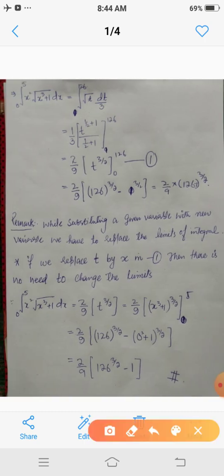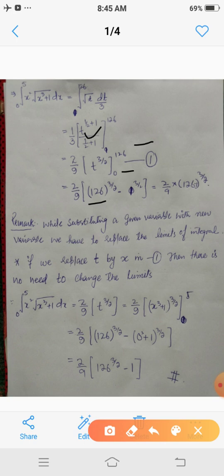So this means that the integral from 0 to 5 of x square root of x cube plus 1 dx becomes the integral from 1 to 126, because we have to replace x in terms of t as well as the limits. Now the integral of root t is simply t raised to power 1 by 2 plus 1 upon 1 by 2 plus 1; 1 by 3 is a constant, it comes out. So after simplifying, it is t raised to power 3 by 2, with limits 1 to 126.